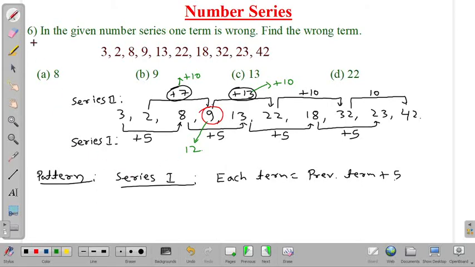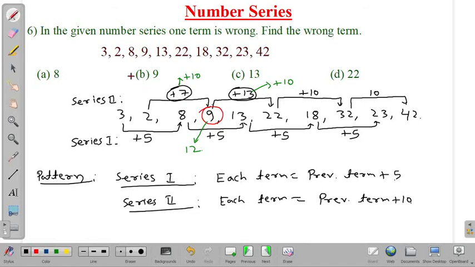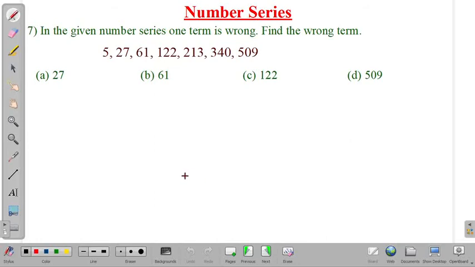So for the second series we can write the pattern: each term is equal to the previous term plus 10. So the wrong term is 9. Our answer will be option number B. We will discuss the next problem.